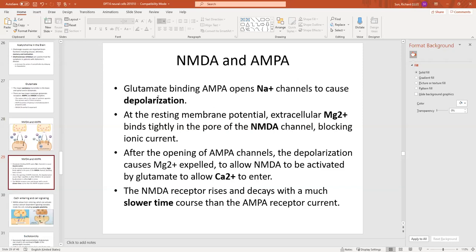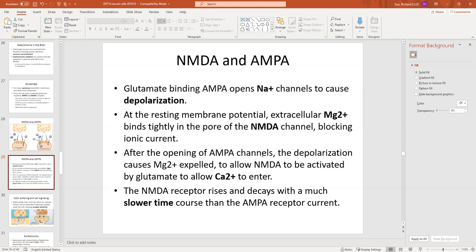Here, to summarize what's going on: glutamate binds on AMPA and NMDA. AMPA opens the sodium channel to cause depolarization. Depolarization expels the magnesium that blocks the NMDA. So the depolarization causes the magnesium to get expelled and allows NMDA to be activated by glutamate to allow calcium to enter. And so we have both.